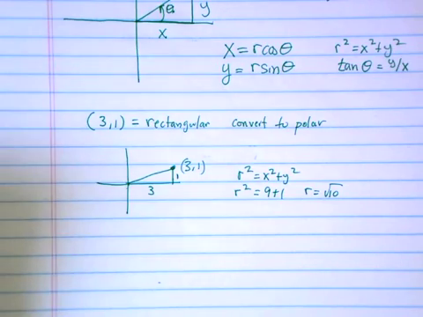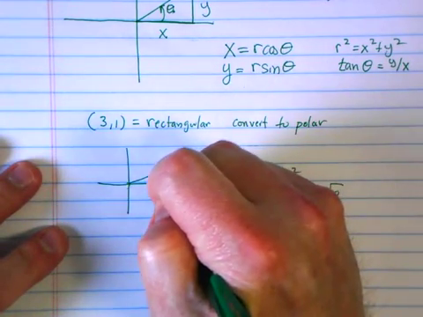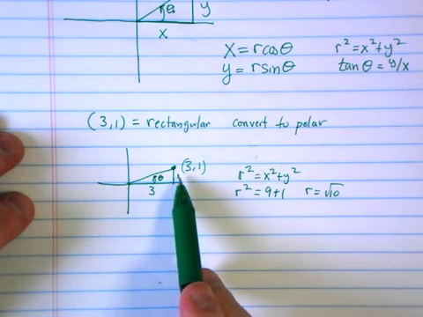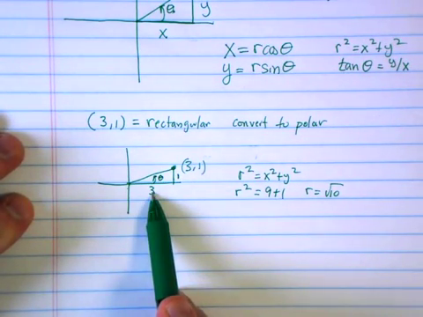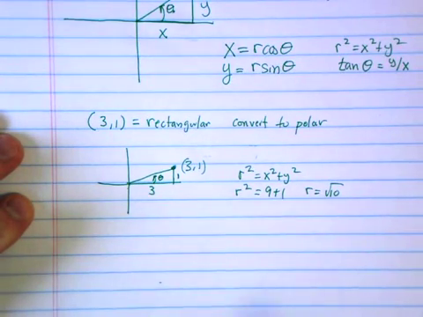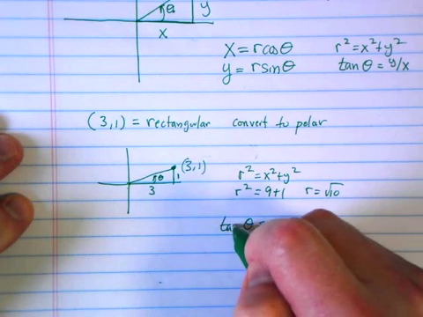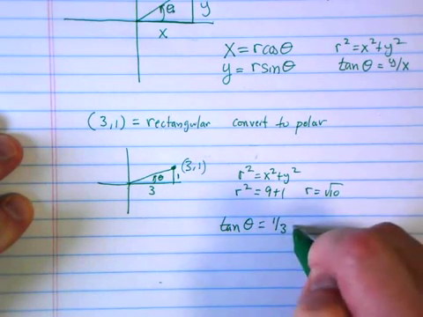And then how would you find theta? You could use cosine, but typically we would use tangent, because we can use the 1 and the 3. We can use the information that was given to us. So tangent of theta is 1 over 3.